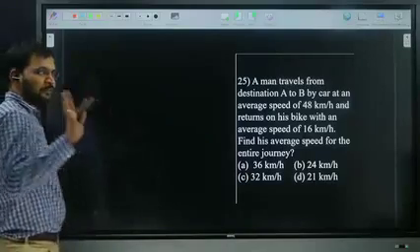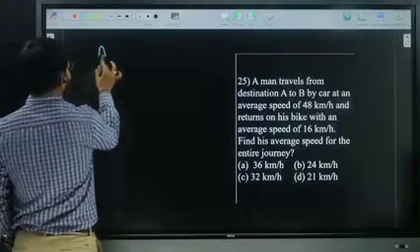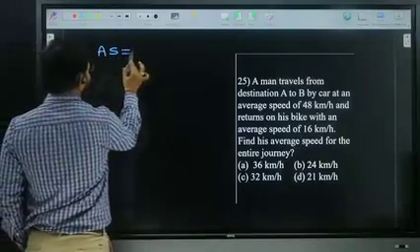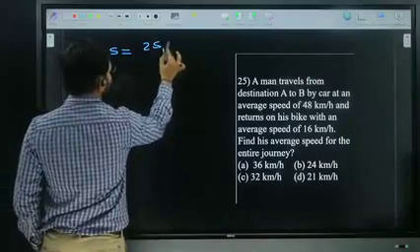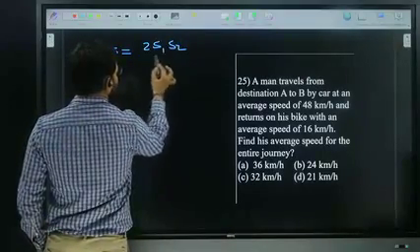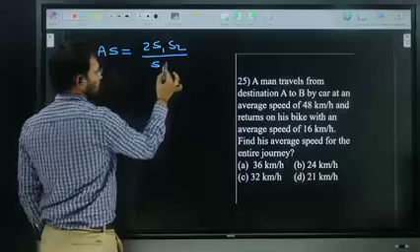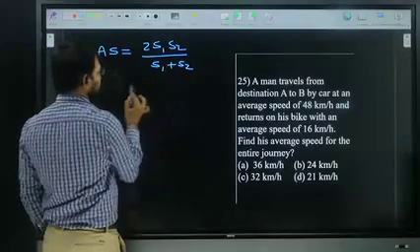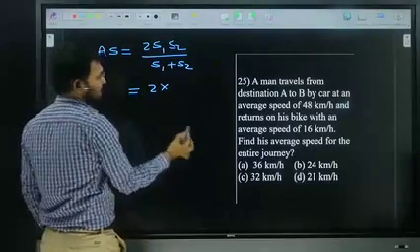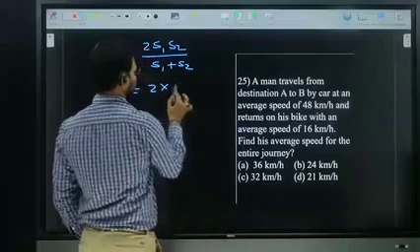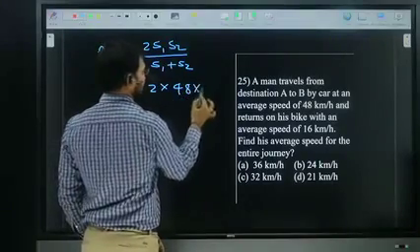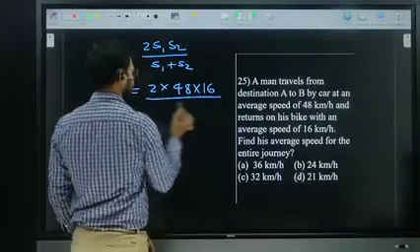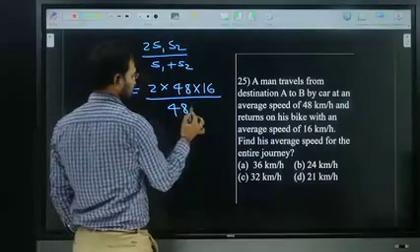I think this is the fourth type. Average speed is nothing but what I told you. So 2 into S1 S2 by S1 plus S2, the distance constant method. So 2 into forward journey, how many kilometers per hour? 48 km per hour. Backward journey is 16 km per hour. So 48 plus 16.